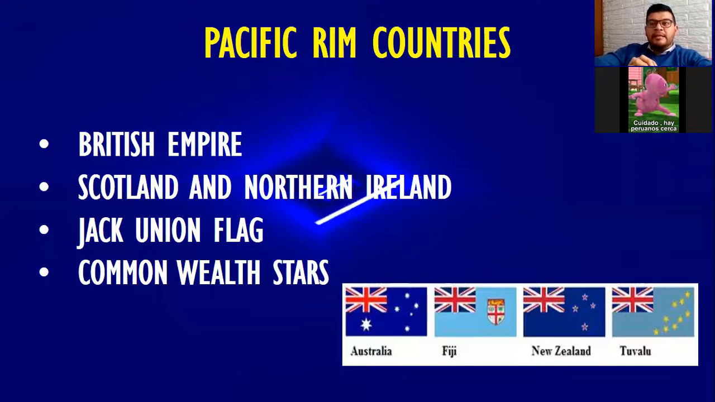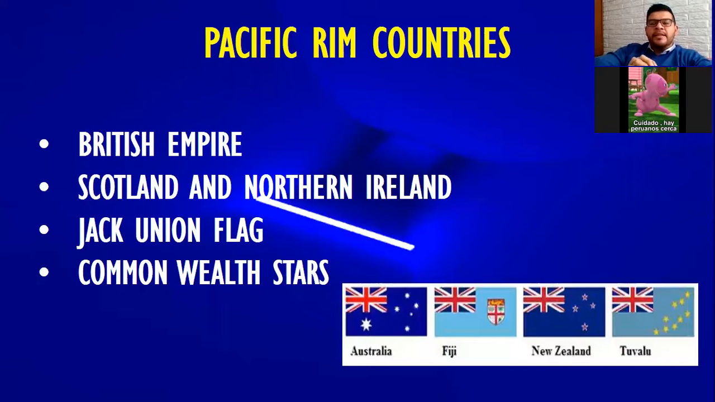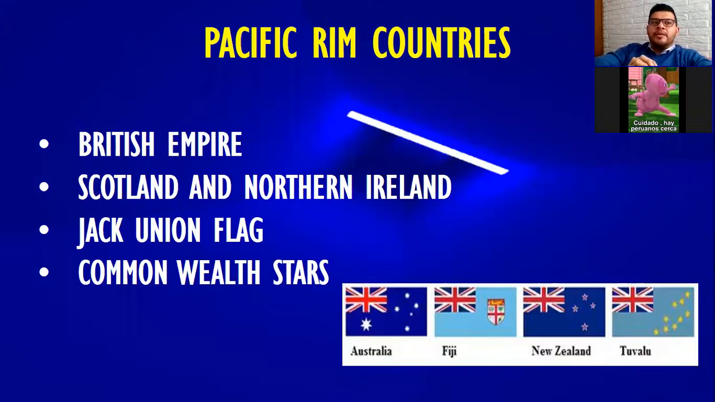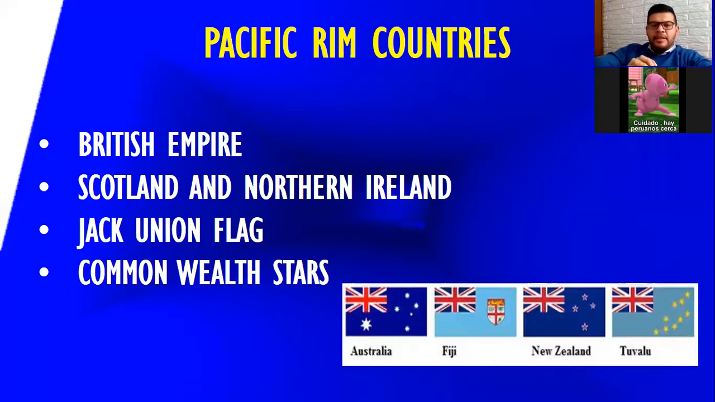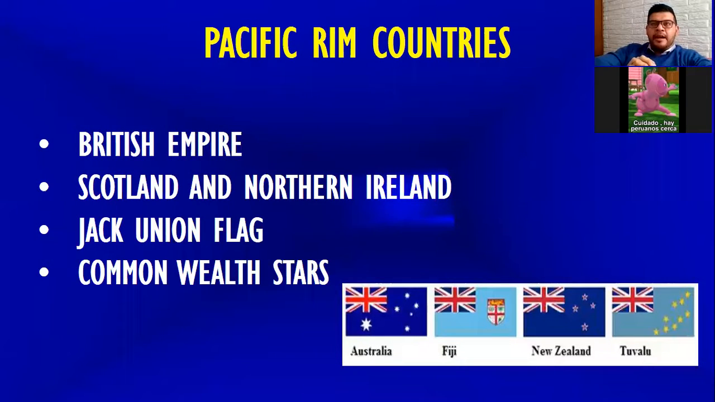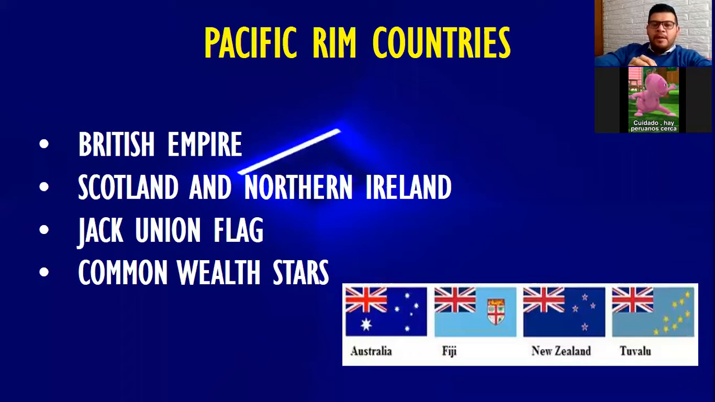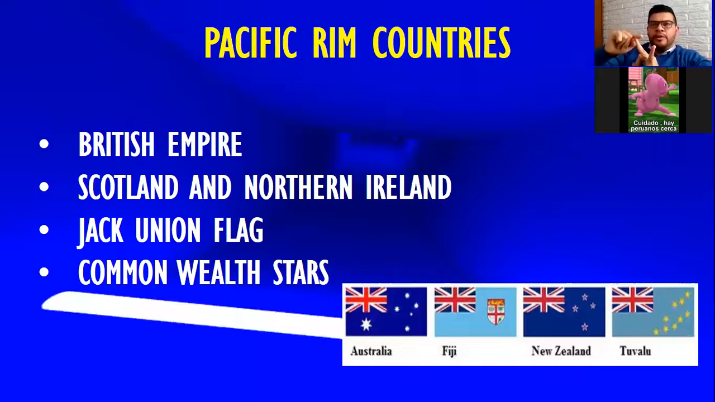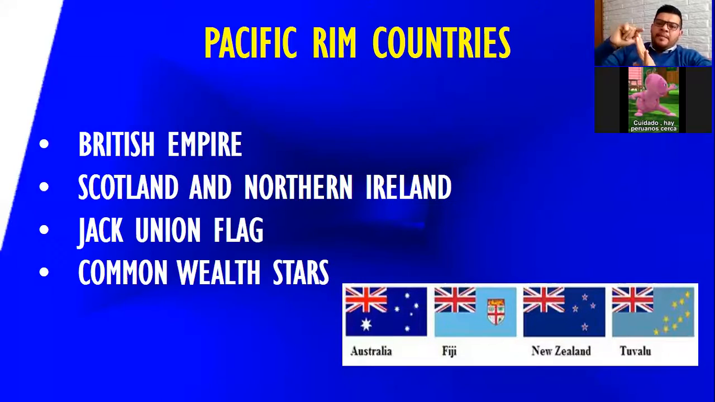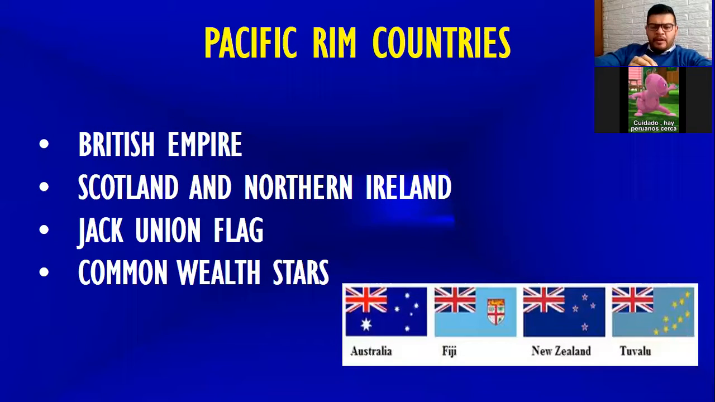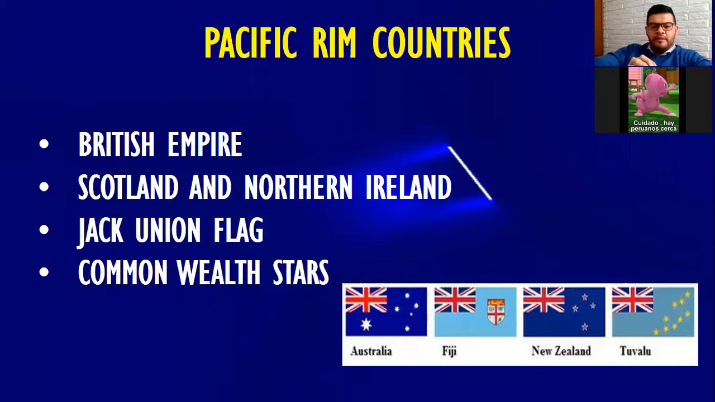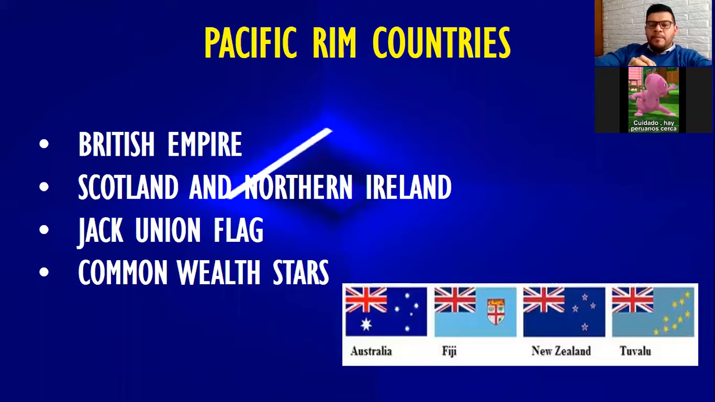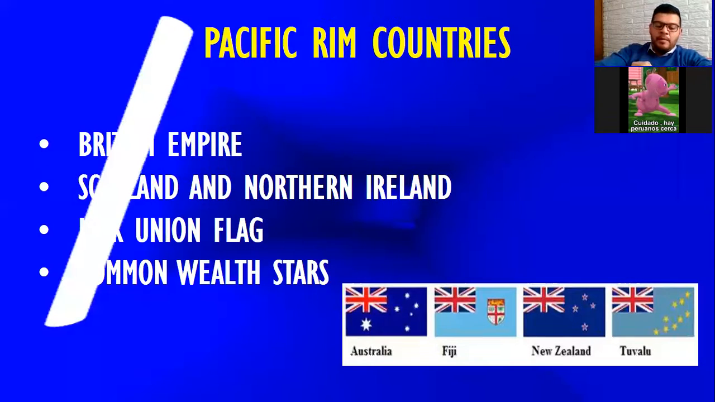Let me tell you, the Commonwealth is an organization that is formed by countries that used to be colonized by the United Kingdom. The only country that was colonized by the United Kingdom and is not a member of the Commonwealth is the USA. But besides that, the rest of the countries are members of the Commonwealth, like for example Canada, Australia, New Zealand, Jamaica, etc. All these countries are part of the Commonwealth, and these stars that we are watching in their flags represent their membership to the organization of the Commonwealth.